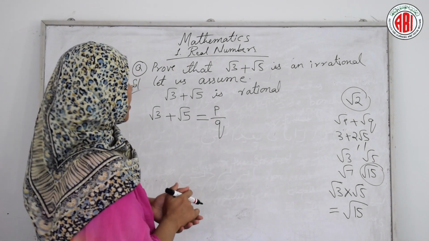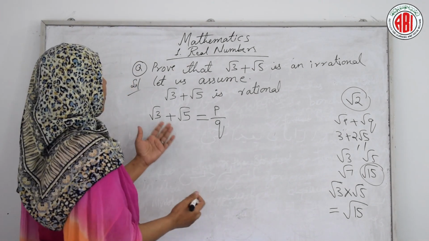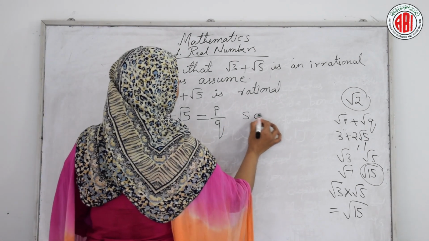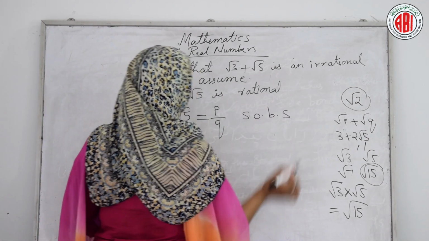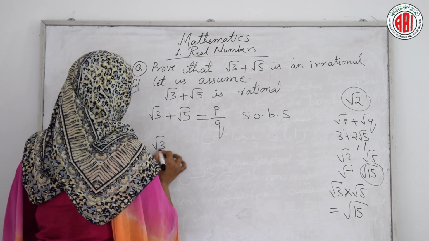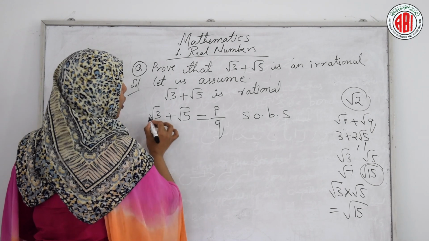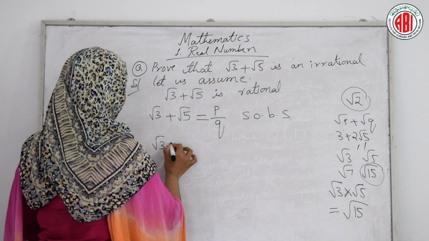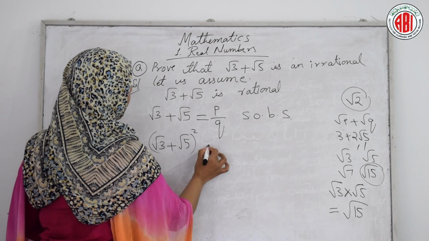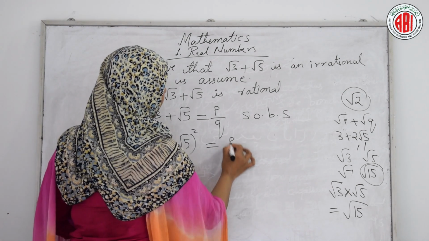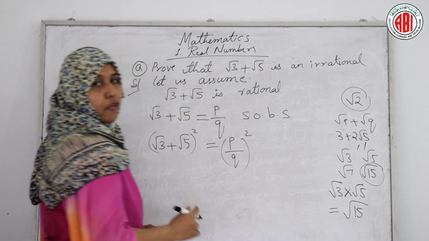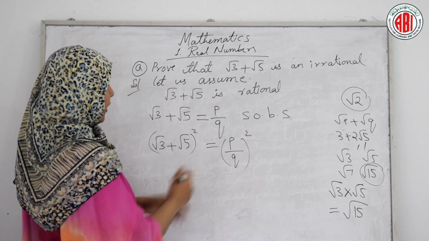So what will be the next step? In the next step, we will apply the square on both sides. Squaring on both the sides. So now let's apply the square: the left hand side root 3 plus root 5, whole square, equals p by q whole square. Squaring on both the sides, we got it like this.